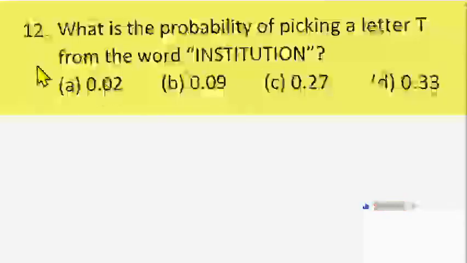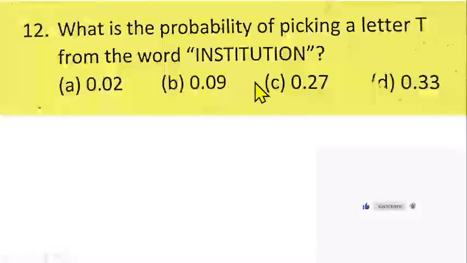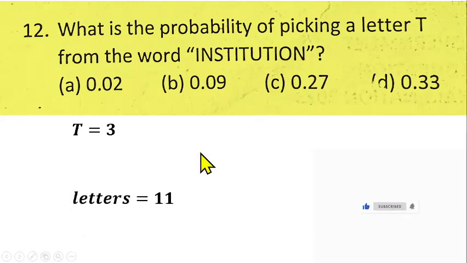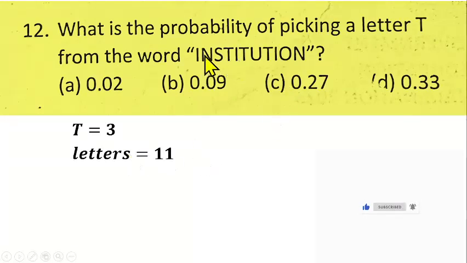Question number 12 is from probability. What's the probability of picking a letter T from the word institution? So how many T's do we have in institution? We have 3 T's in institution. Then from there, what's the number of letters we have in institution? I think we have 11 letters: 1 2 3 4 5 6 7 8 9 10 11.